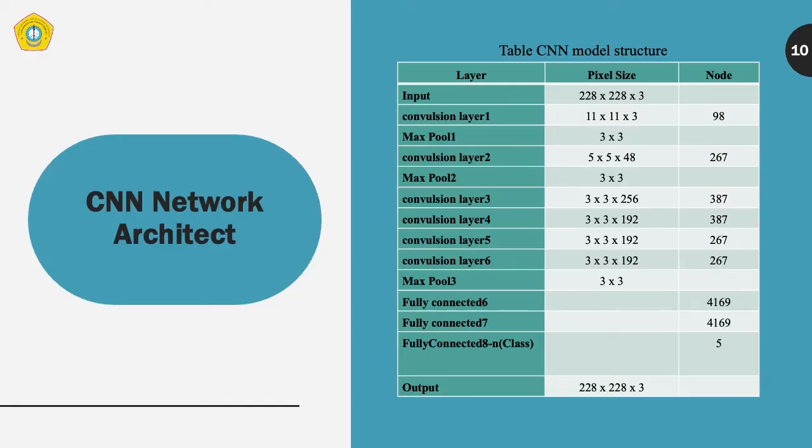This is the table of the CNN model structure, from layer input, convolution layer, max pool, convolution layer 2, max pool 2, and fully connected layer and class. This is the output. Pixel size is 228.